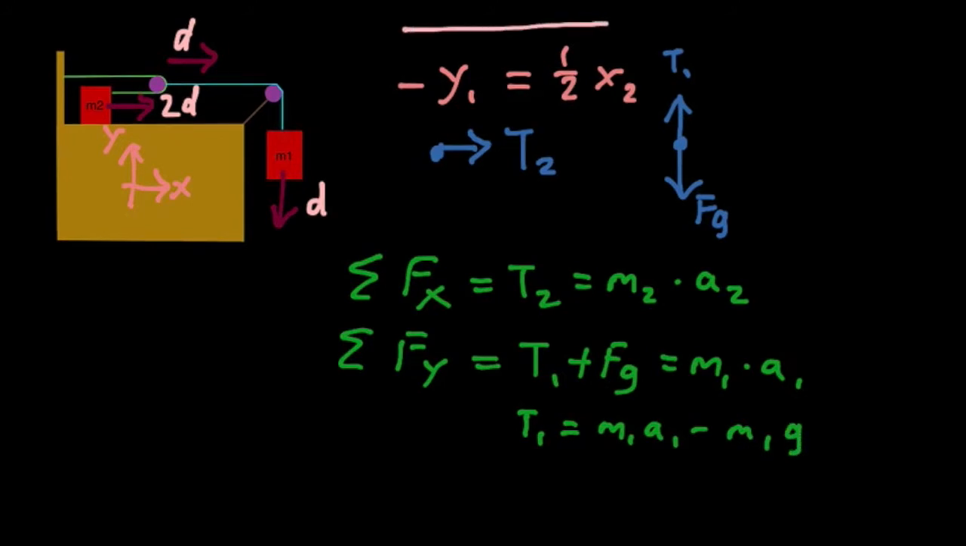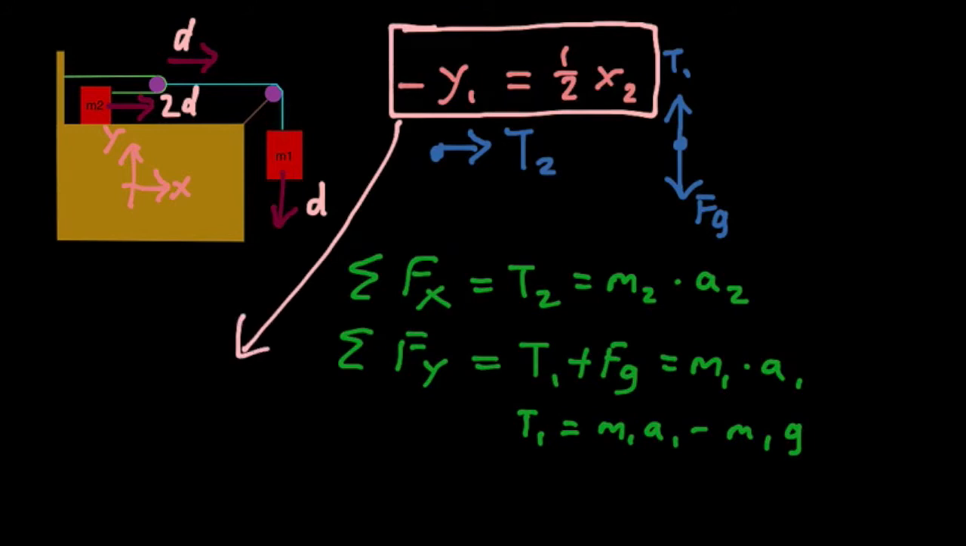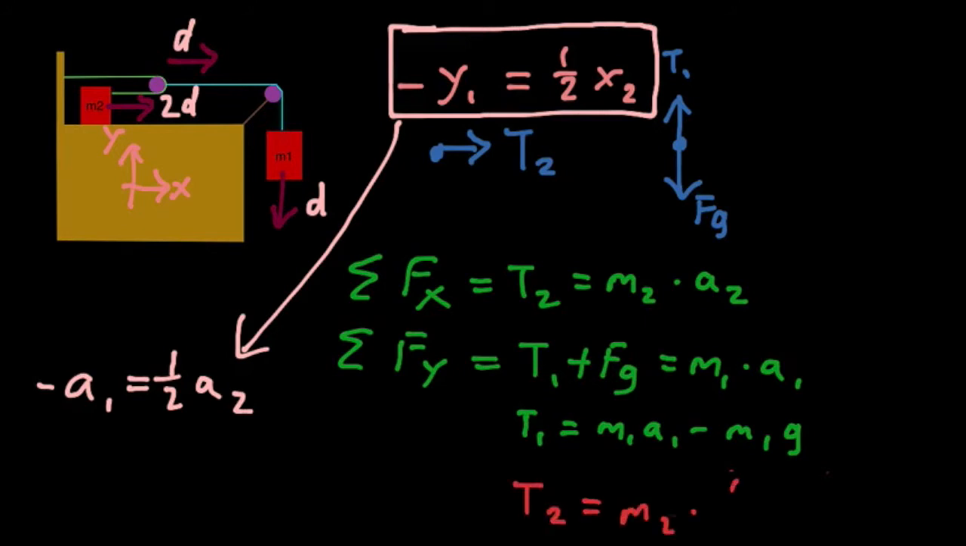Finally, if we look at our original equation, minus y1 equals 1/2 x2, we will see that minus a1 equals 1/2 a2, simply by differentiating both sides with respect to time. Which lets us rewrite the original equation of motion for m2, that is, instead of writing T2 equals m2 times a2, we can write T2 equals m2 times minus 2 a1.